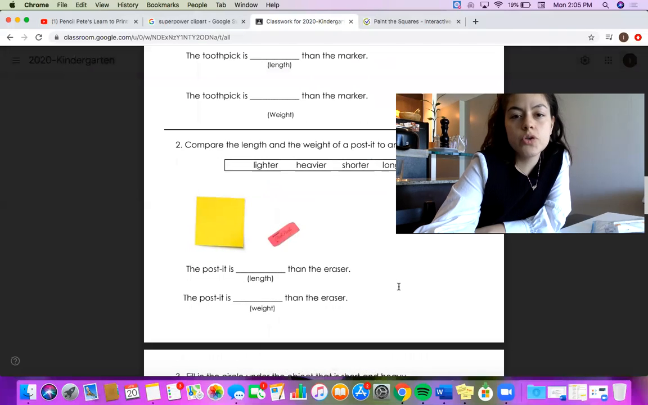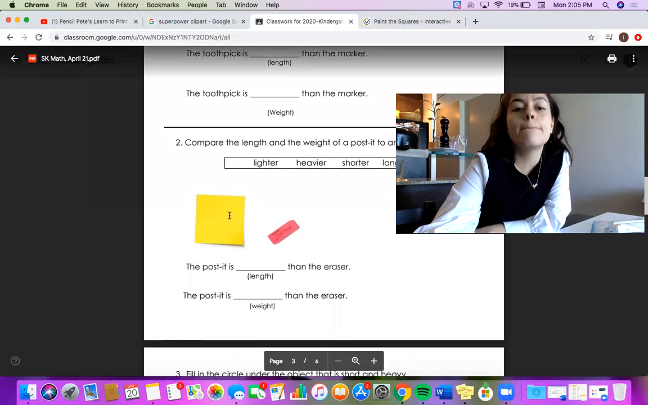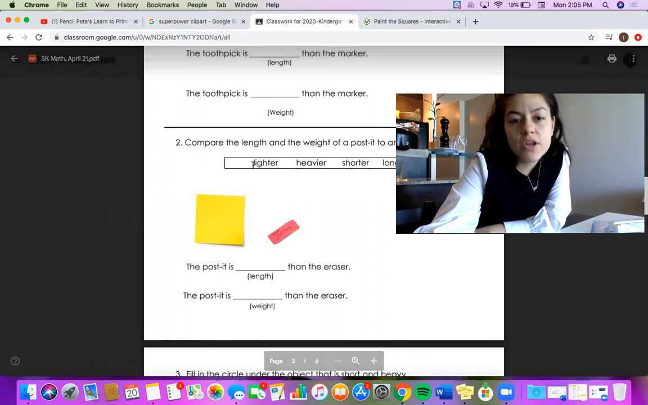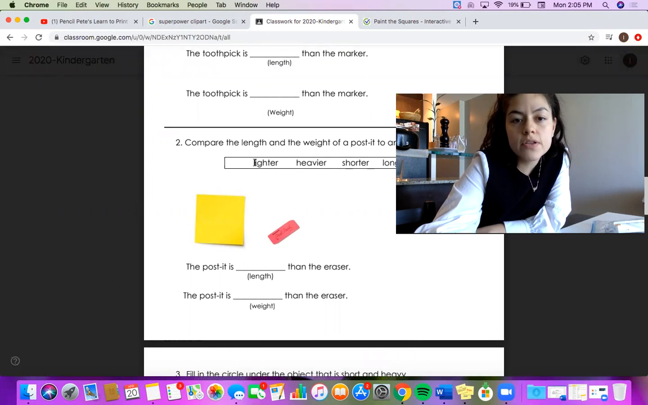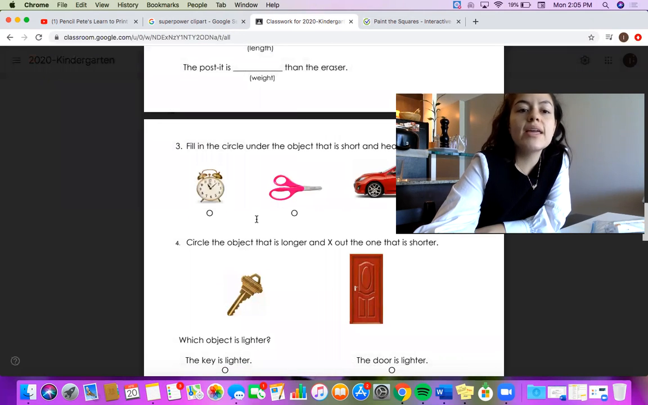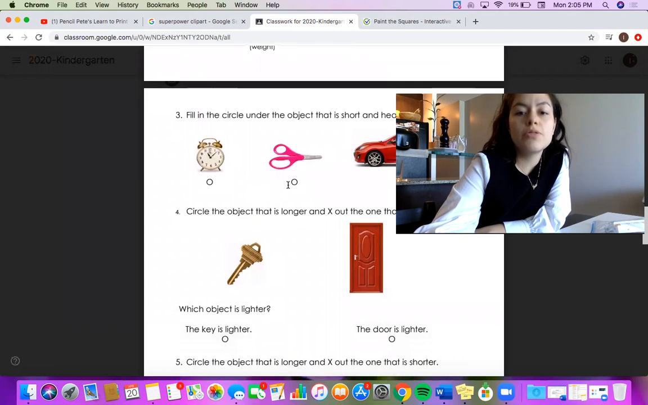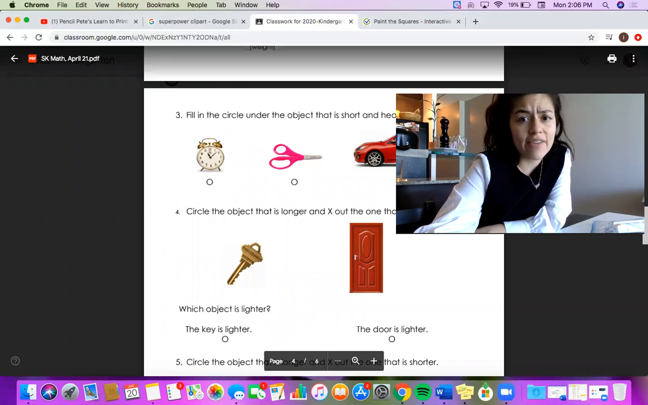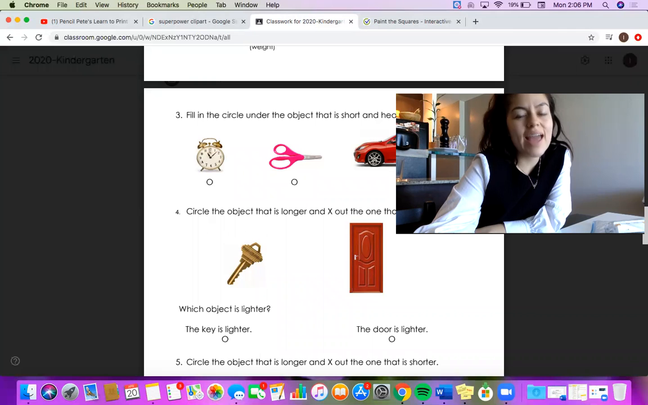Same thing for number 2, you're comparing the length and weight of a Post-it and an eraser. Your word box is here. You'll choose which words you want to add to your sentences. And number 3, you need to circle the object that is short and heavy. So this car is very heavy, but it's not heavy and short. So you need to find the object that is both heavy and short.